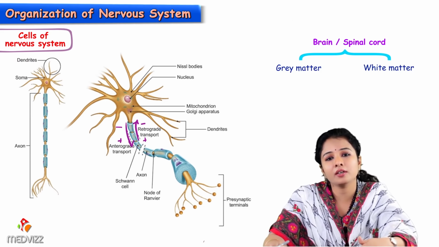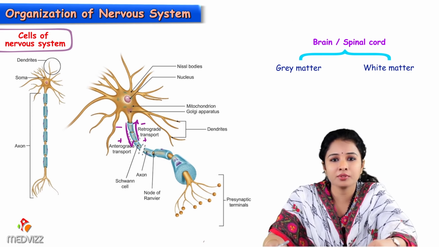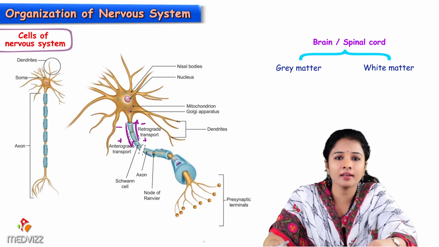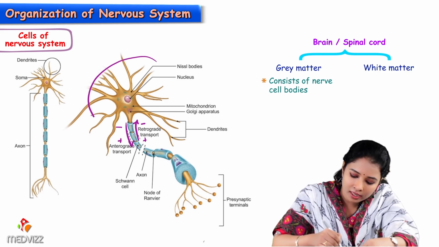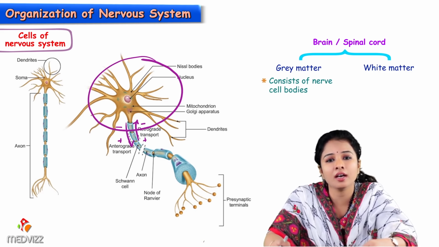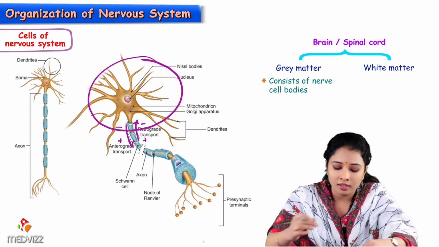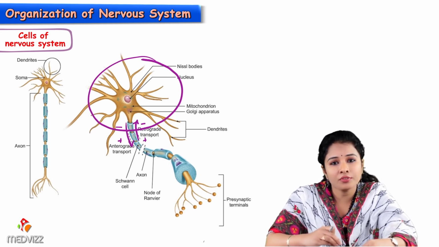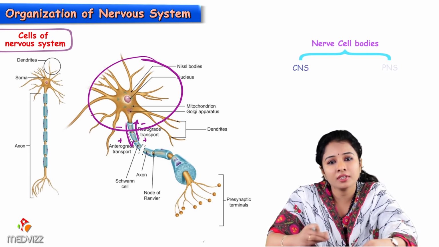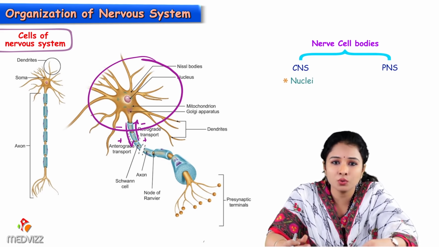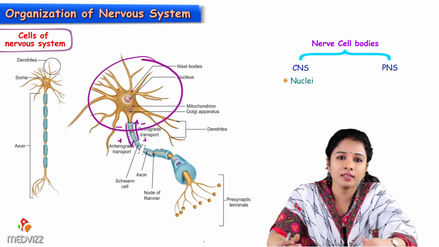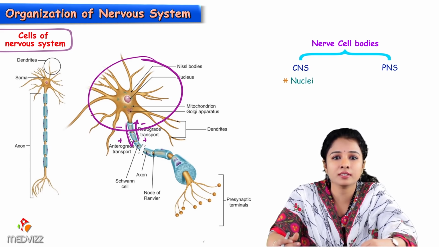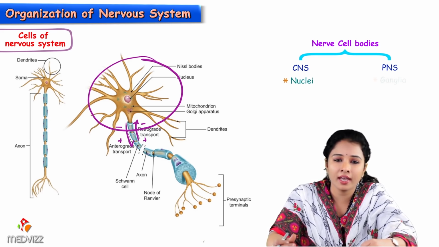The brain and the spinal cord mainly consist of two types of matter called grey matter and white matter. Grey matter consists of the nerve cell bodies. So nerve cell bodies are located in the grey matter, and a group of these nerve cell bodies within the CNS is called nuclei, and a group of nerve cell bodies outside the CNS, that is outside the central nervous system, in the peripheral nervous system, is called ganglia.